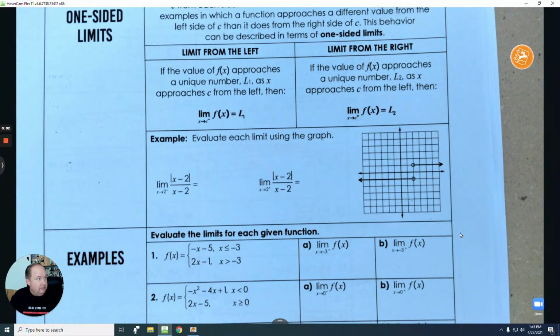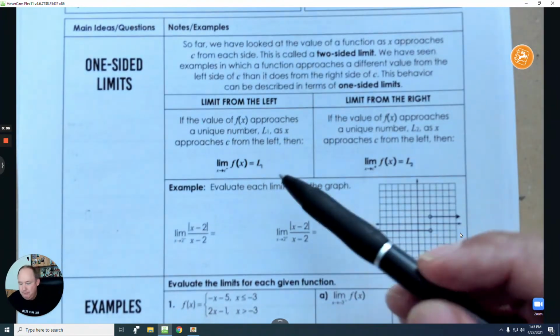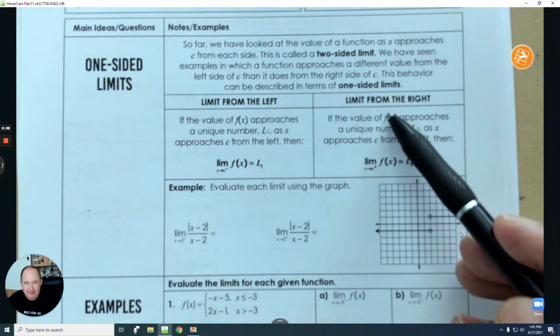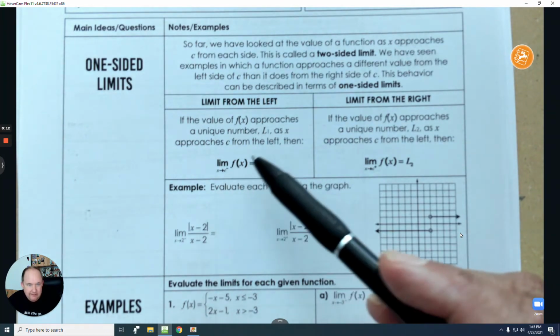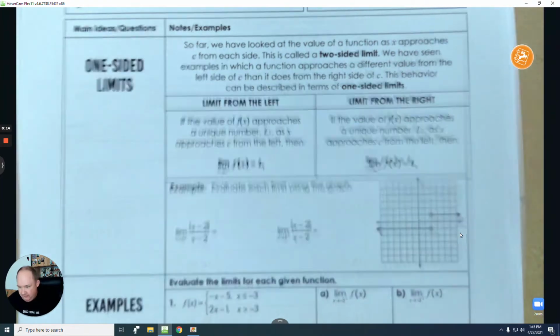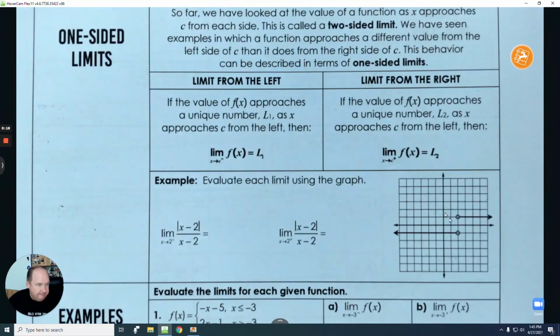This is a lesson on one-sided limits. A limit can be approached from the left or from the right. If you approach from the left, you put a little minus sign with it, and if you approach from the right, it's a little plus sign.